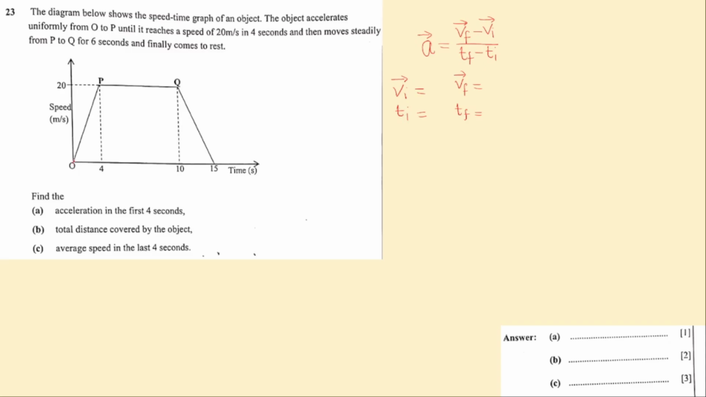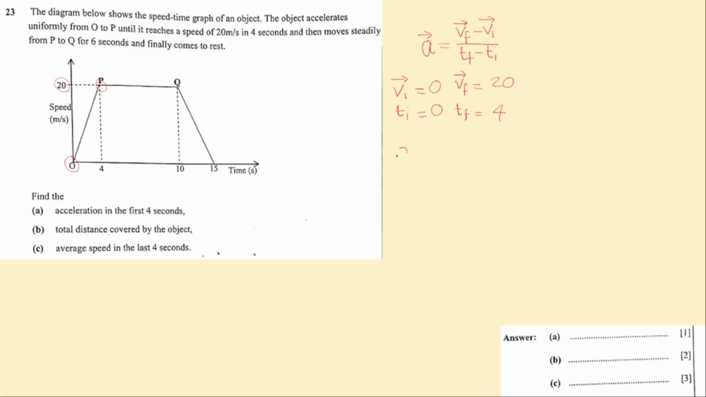So what interval are we talking about? The interval from O to P. So the interval from O to P, the initial velocity is 0, and this object is starting from rest, meaning it is starting from time 0. What is our final velocity? Our final velocity is 20. What is our final time? Our final time is 4 seconds.